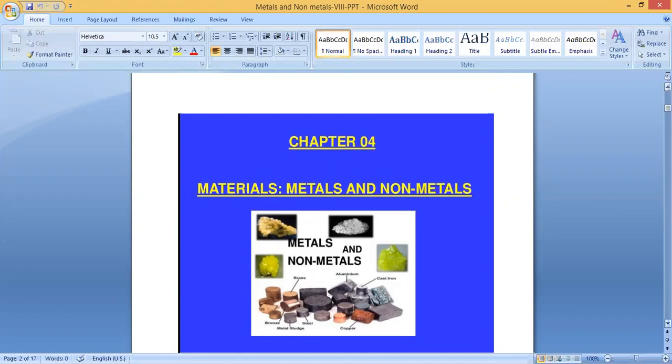Clear? So in this chapter, you can see here some pictures. They have given some metals and non-metals. But if I ask you to differentiate or identify them, you cannot do that, because you should know the physical and chemical properties of metals and non-metals. That is the thing we are going to learn in this chapter. Here you can see brass, aluminium, cast iron, bronze, steel, copper, metal sludge, many things. So first you should learn the properties, then you can easily segregate them into metals and non-metals.